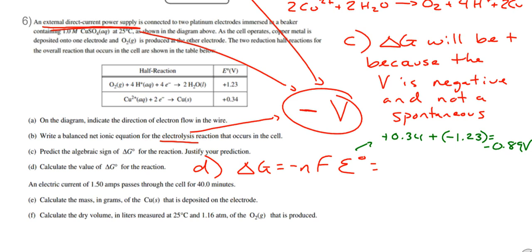So my negative 0.89 volts, I want to show that. And actually, that's where the point is. I'm just doing that one, just getting that. So then what's my n? It's going to be 4. I needed 4 because that's the least common multiple between those. So I have 4, times approximately 96,500 coulombs per mole, and then negative 0.89 volts. It does not ask for a unit.